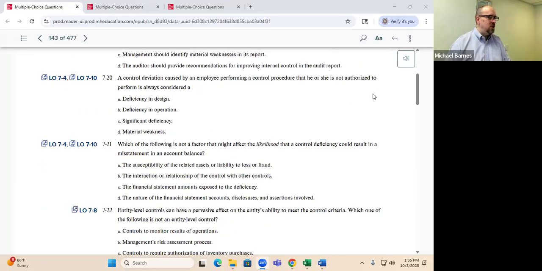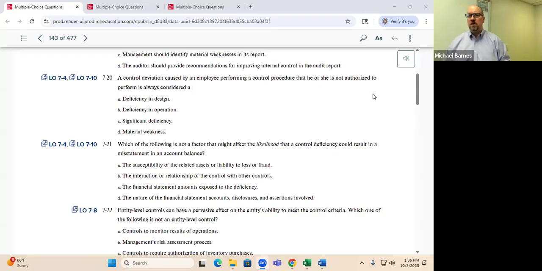A control deviation caused by an employee performing a control procedure that he or she is not authorized to perform is always considered a what? Now, I personally love questions like this because this is an absolute question, which you don't get a lot of in this particular course. We get a whole lot of these most likely questions, but this is an absolute question. So we get pretty easy identification. We know that it can't be significant deficiency or material weakness because those are judgments of magnitude, and the magnitude can vary, so it's not going to be an always criteria. So it has to be deficiency in design or deficiency in operation.